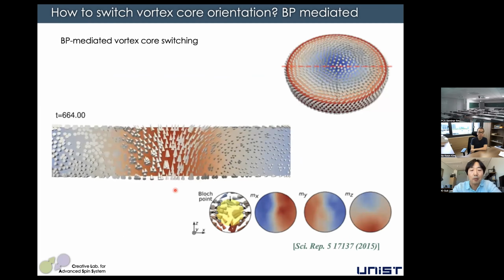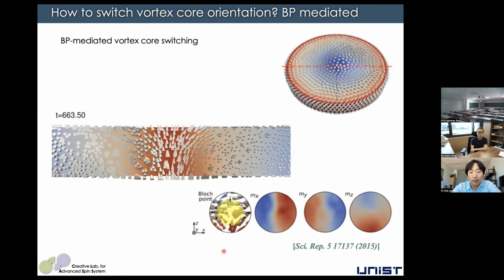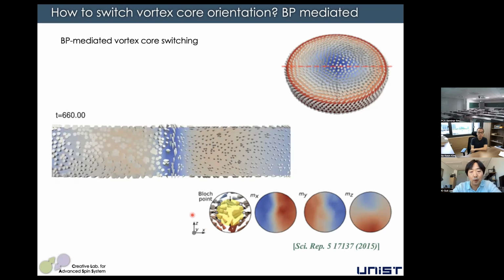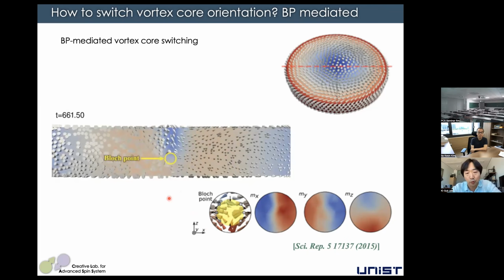during the switching mechanism. And in this paper, they define the Bloch point positions by using the crossing point of the mx, my, and mz zero surfaces. Okay, so you can define the Bloch point and then you can clearly see the Bloch point mediated vortex-core switching.